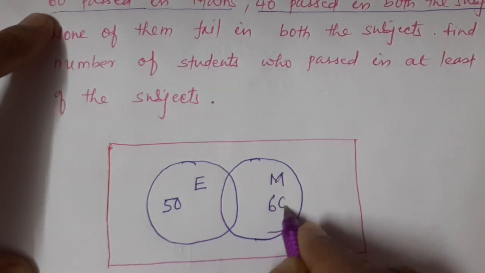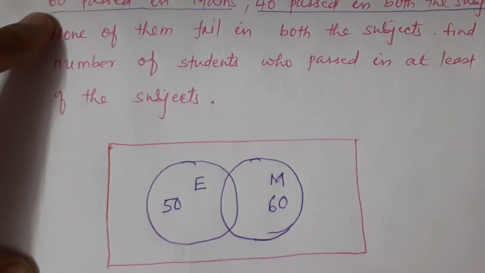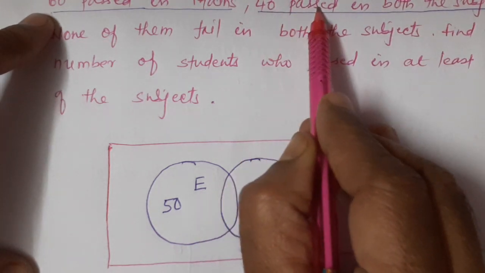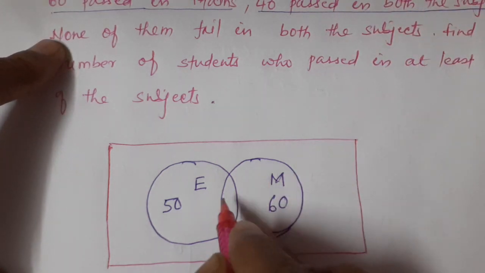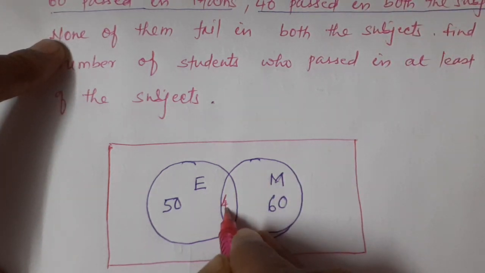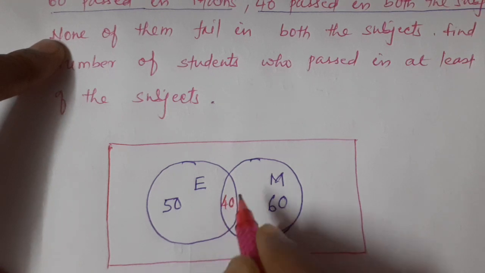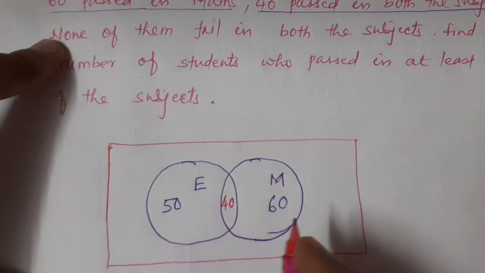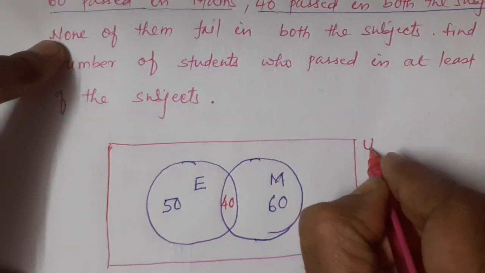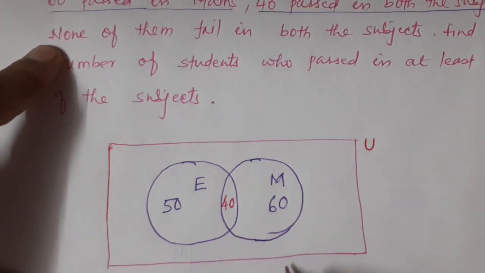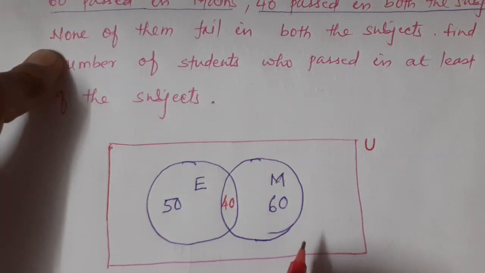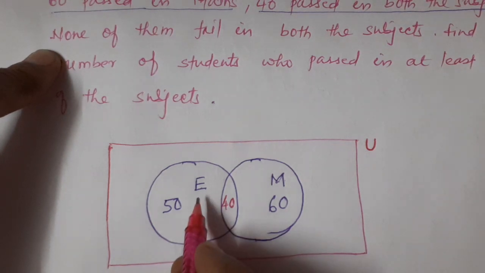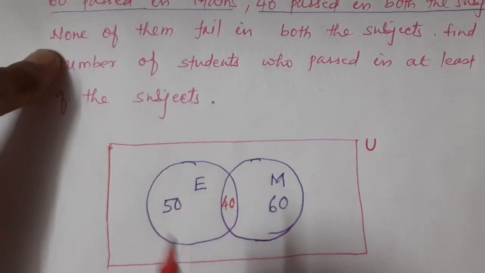60 students pass in mathematics. But there is also an intersection of English and math, that is 40 passed in both the subjects. That means this is the place where students have passed in both English and mathematics. And this is the universal set. So first of all you have to calculate how many students passed only in English.